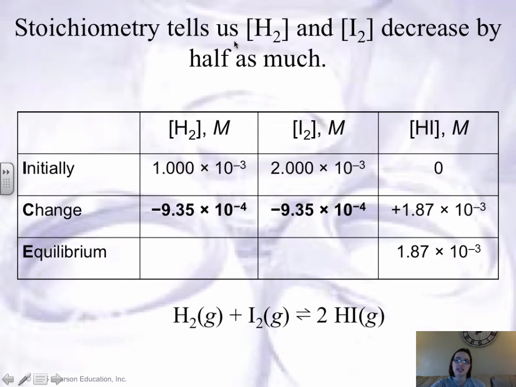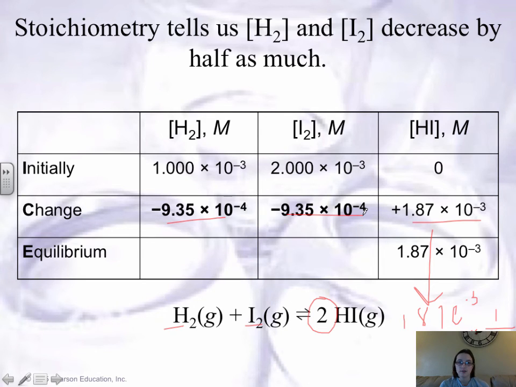Well, stoichiometry actually tells us the concentration of H2 and I2 decreases by half of that, because if we take a look at the balanced equation, the balanced equation tells us that for every 2 moles of HI, only 1 mole of H2 and 1 mole of I2 react. So what we can actually do is take this change of 1.87 E negative 3 and use a mole ratio. For every 2 HI, we only need 1 mole of H2, and in this case also only 1 mole of I2. So that's how we get these changes. The changes, we have to use stoichiometry. You have to use stoichiometry for the change. Use the coefficients.